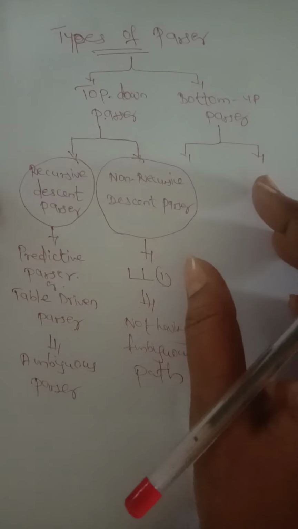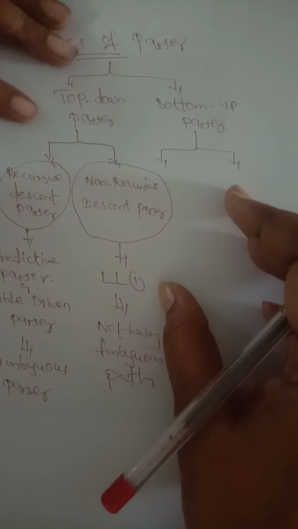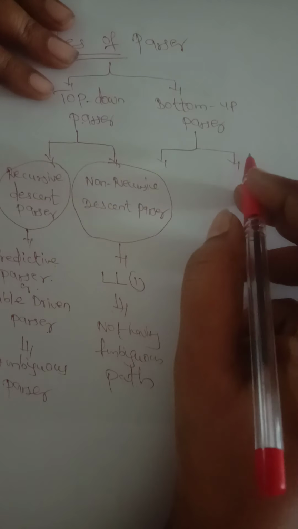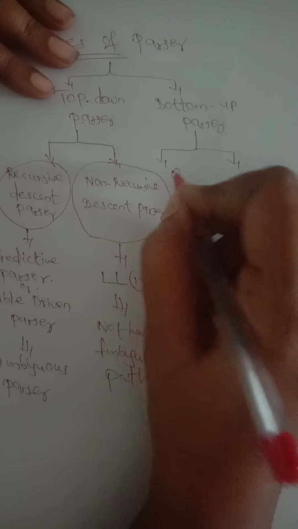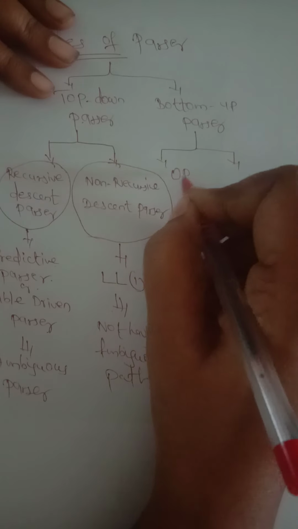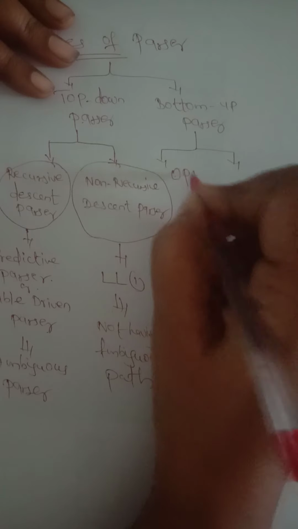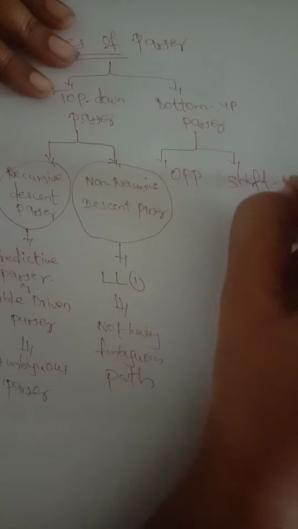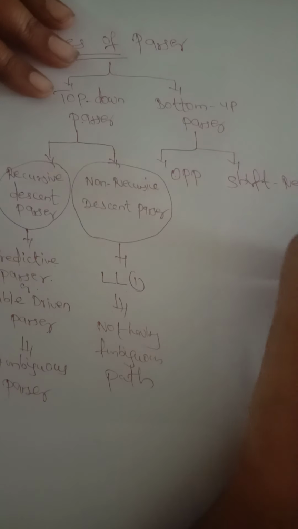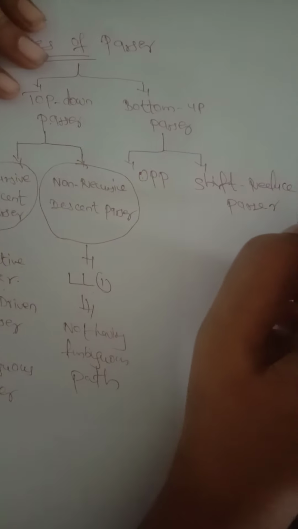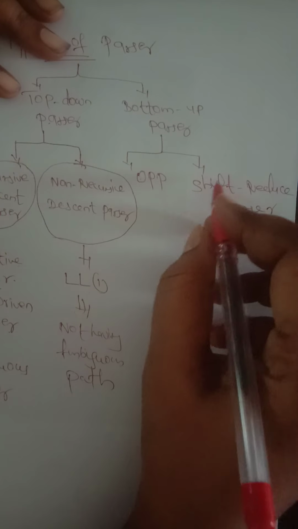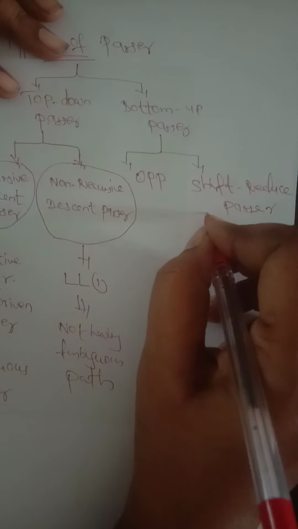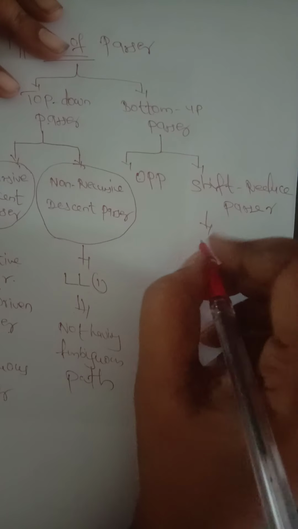Next, come to the bottom-up parser. In the bottom-up parser we have two kinds of parser. One is the operator precedence parser. The second one is the shift reduce parser. Here, based on the shift and reduce operations, the parser works. Again, the shift reduce parser is classified into three categories.